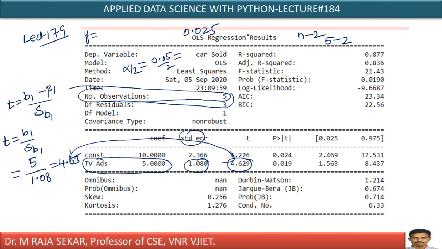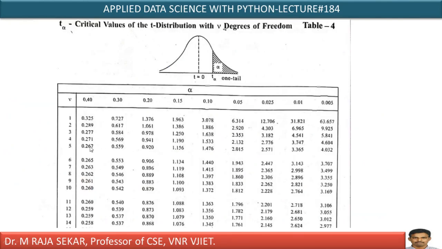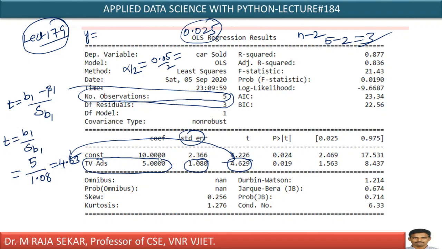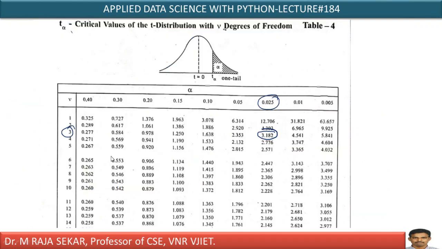Just refer to lecture number 179, where I discussed this problem. 5 minus 2 means 3 degrees of freedom. At the 0.025 level of significance and 3 degrees of freedom, I must look up the value. Let me check this. This is 0.025, and this is 3 degrees of freedom. What is that value? That is 3.182. That's what it says. If you want, you can check it again at 3 degrees of freedom.